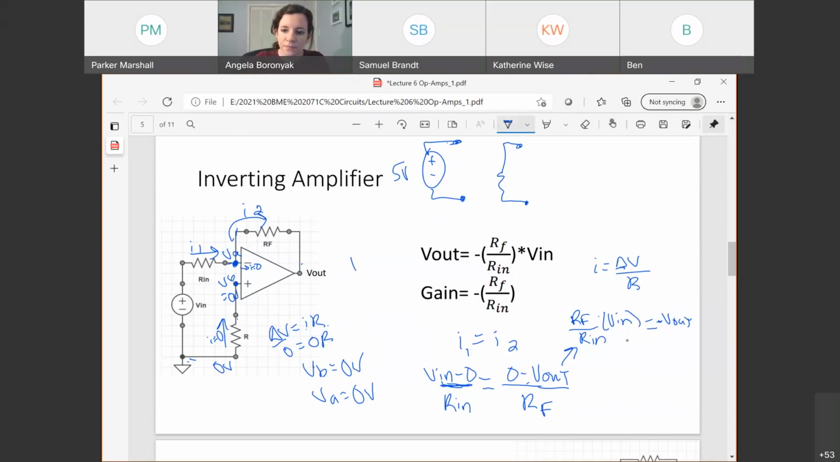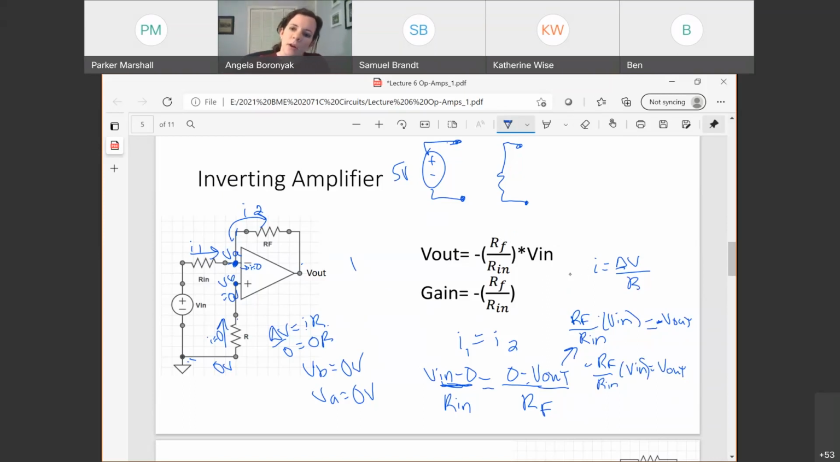That sucker. How do I get rid of the negative to just identify V out? Multiply by -1 on both sides. And I get negative RF over Rn times Vn equals V out. What did this circuit do? He took a voltage in and multiplied by what? Multiplied by negative the ratio of RF over Rn.